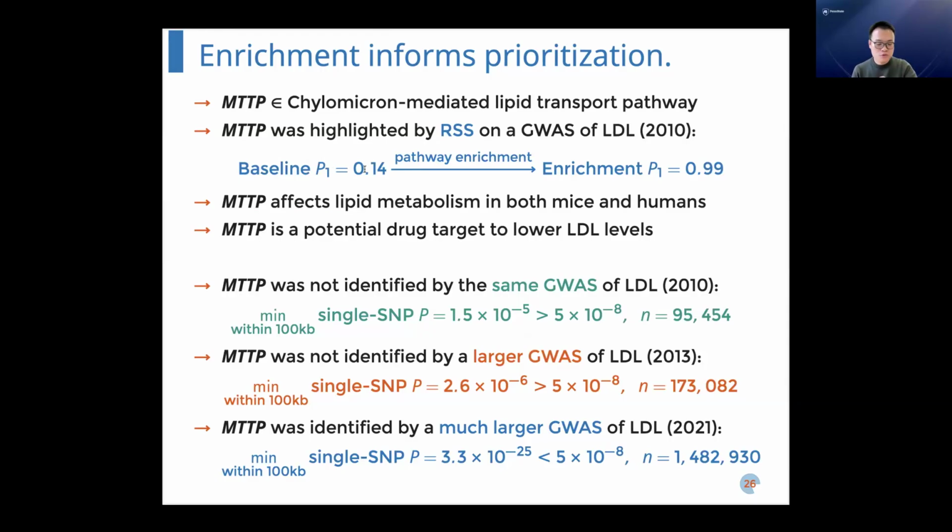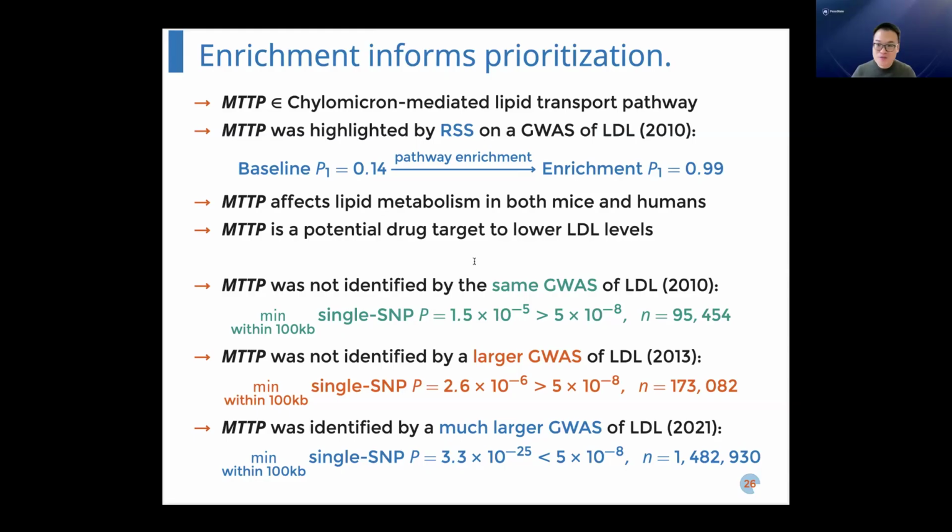But after we introduced the enrichment information, the evidence increased all the way to 0.99. Okay, we identify this gene without any trouble. This gene caught my attention because I happen to know that it has known functions in regulating lipid metabolism according to multiple experiments in both mice and humans. Furthermore, this gene is a potential drug target to lower LDL levels, and that's exactly the same phenotype we're looking at in GWAS.